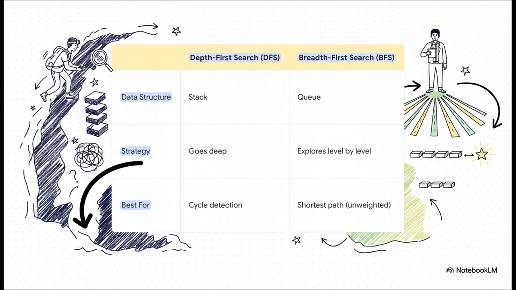And it really all boils down to that one key difference you see here, the data structure. The adventurer uses a stack, and the planner uses a queue, and that one choice changes everything. If you just need to know if an exit even exists, the adventurer's deep dive might get you an answer really fast, but, and this is a big but, if you need to find the shortest path to the exit, the planner's level-by-level approach is the only one guaranteed to find it.